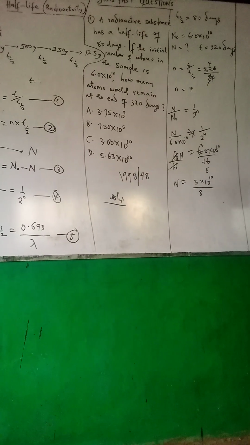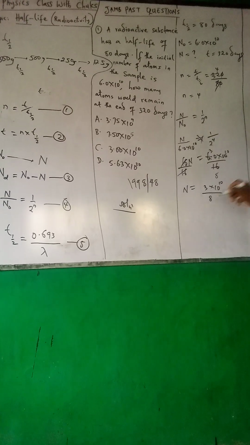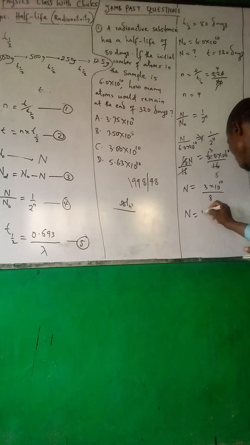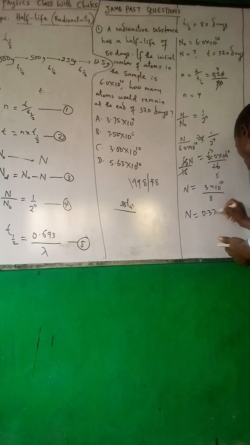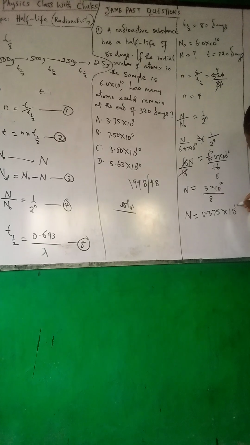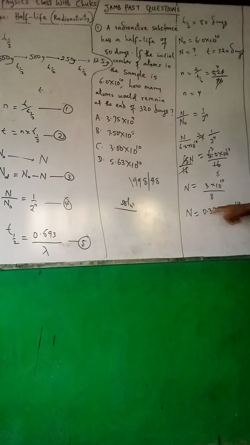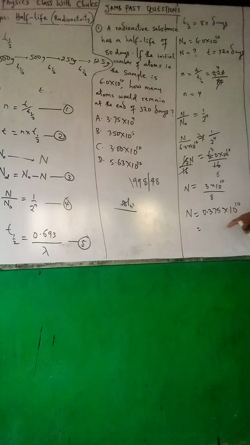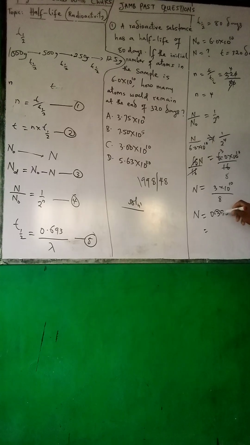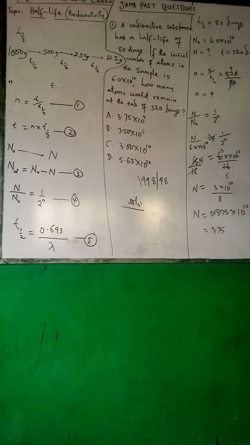So 3 divided by 8 will give me 0.375, then times 10 power 10. Now, I will shift my point from here because I'm not going to leave it like this. If I shift my point here, I'm going to have 3.75. Remember, the point I shift here will have 10 power minus 1, right?